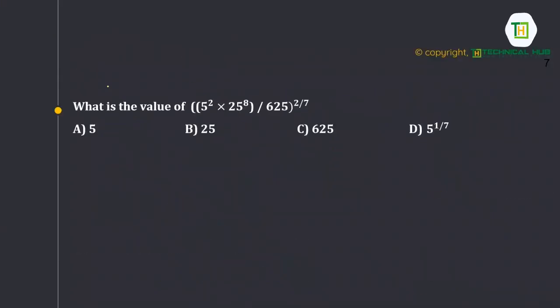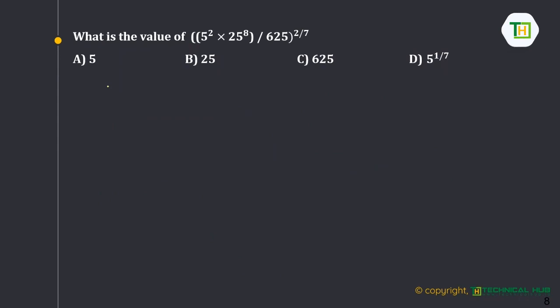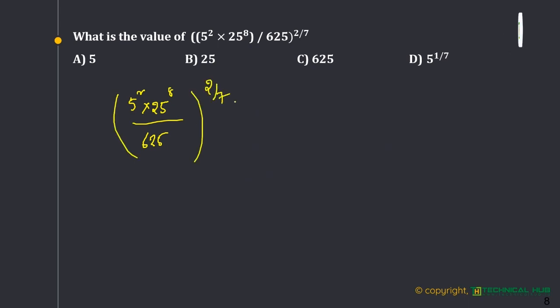Next one. This question is also related to simplification. They are giving one or two questions on simplification. So what is the value of 5 square into 25 whole to the power of 8 divided by 625 whole to the power of 2 by 7? So what is the given data here? 5 square into 25 whole to the power of 8 by 625 whole to the power of 2 by 7.